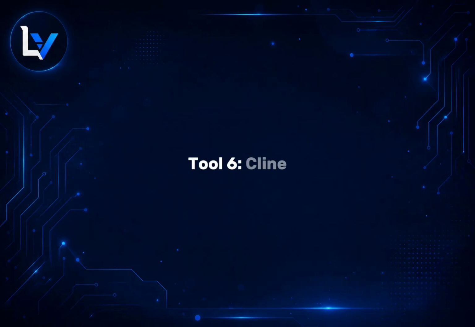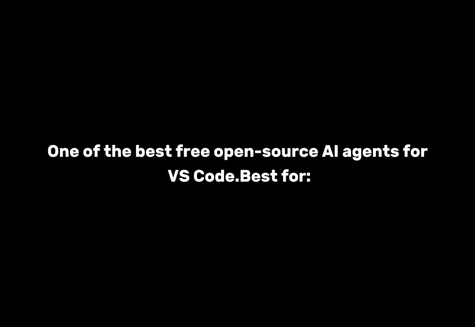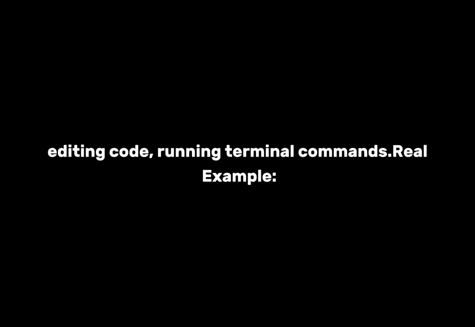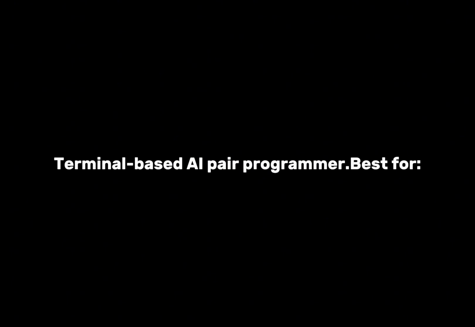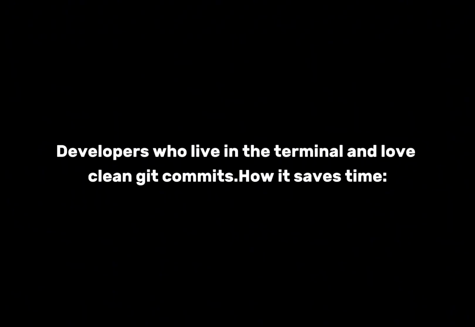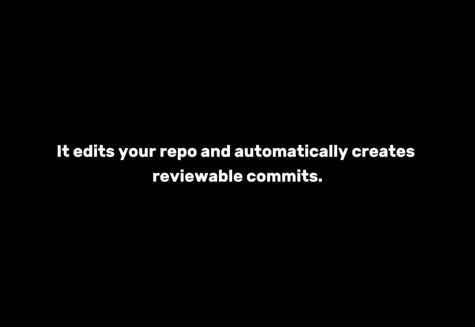Tool 6. Cline. One of the best free open source AI agents for VS Code. Best for autonomous multi-step tasks, creating files, editing code, running terminal commands. Real example, add a dark mode toggle to this React app and update all components. Cline plans and executes it. Tool 7. Aider. Terminal-based AI pair programmer. Best for developers who live in the terminal and love clean Git commits. How it saves time. It edits your repo and automatically creates reviewable commits.